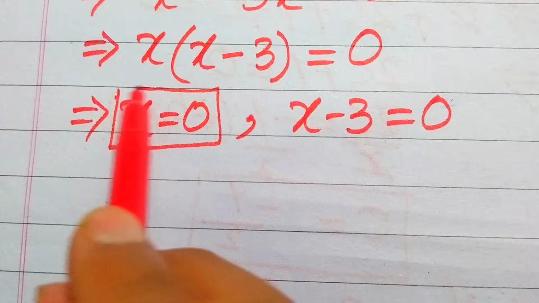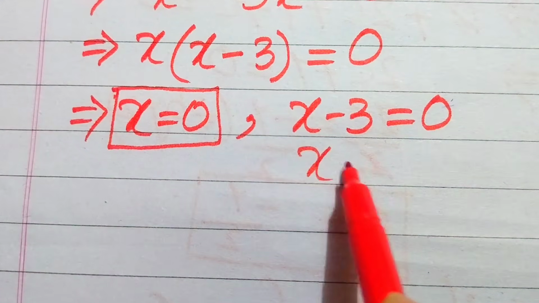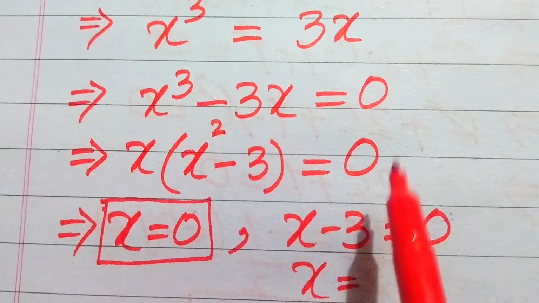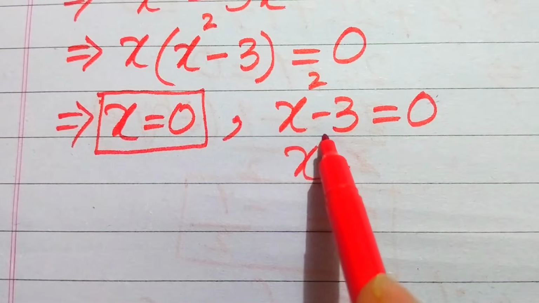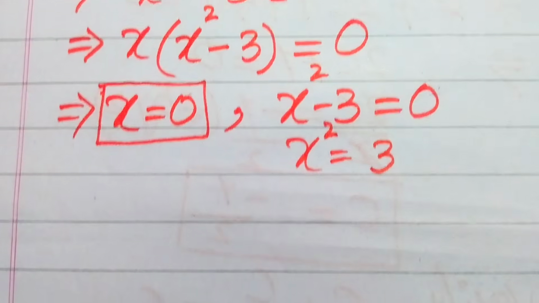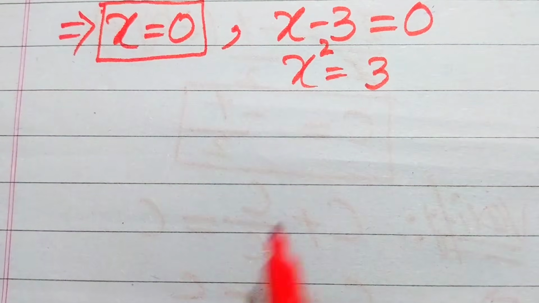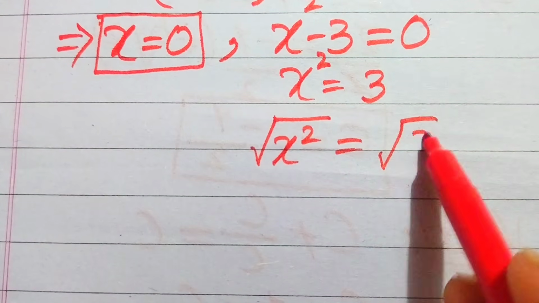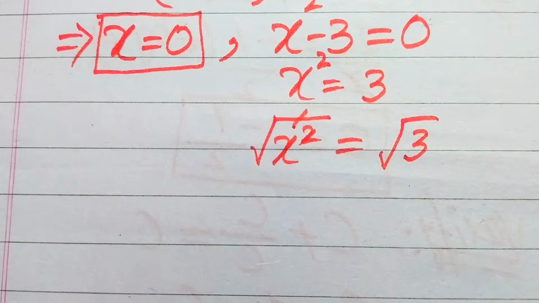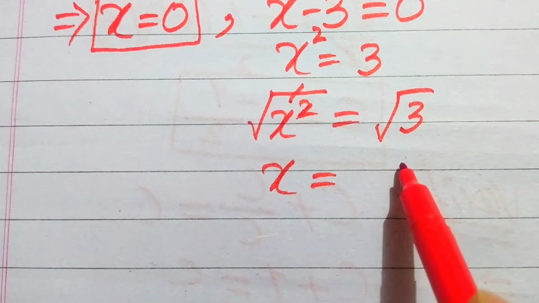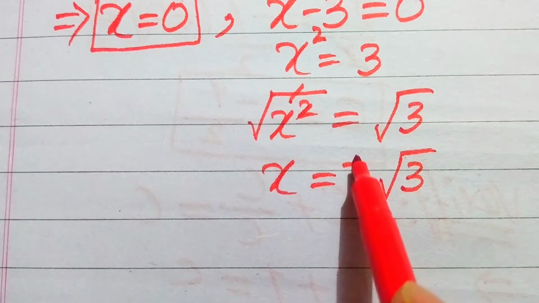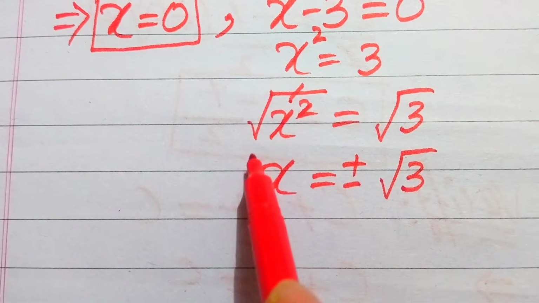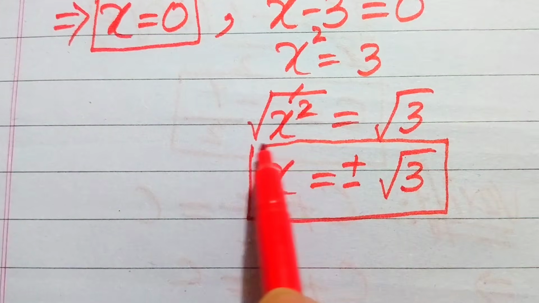So this is the first root of the given equation, and from here we move this minus 3. So here we have a little mistake. When you take x common from here, we get x squared. So this term becomes x squared, and here we get x squared equals 3. Our target is to get the value of x, so we apply the square root on both sides. When we apply the square root, the square and the square root cancel out each other, and we get x equals square root of 3. But here we write the plus minus sign because we applied the square root on both sides, so we write the plus minus sign on any one side.